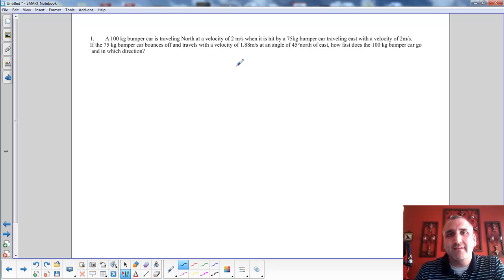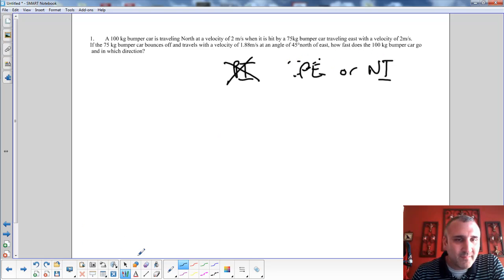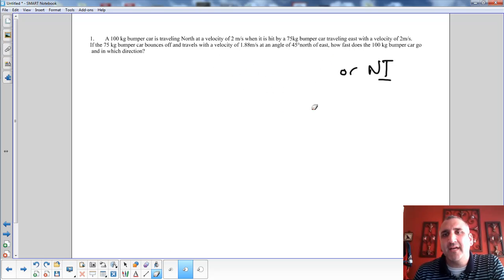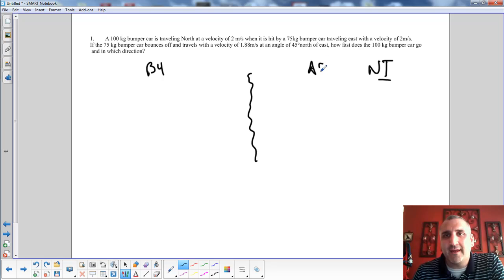So we're not dealing with a perfect inelastic collision. We are dealing with either a perfect elastic or a normal inelastic. Because we're dealing with bumper cars, in the real world it's probably not going to be a perfect elastic either. It's going to be a normal inelastic collision. But it really doesn't matter, because we solve for perfect elastic and normal inelastic the same way. I want to know what the other car does. All right, fine. So, let's look at what's going on before the collision and let's look at what's happening after.